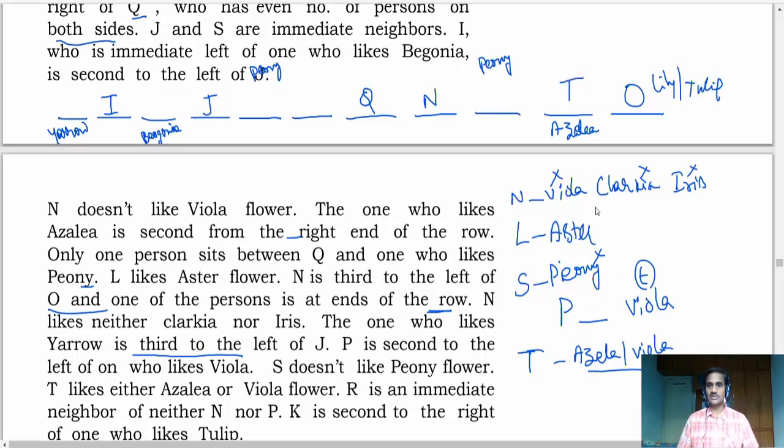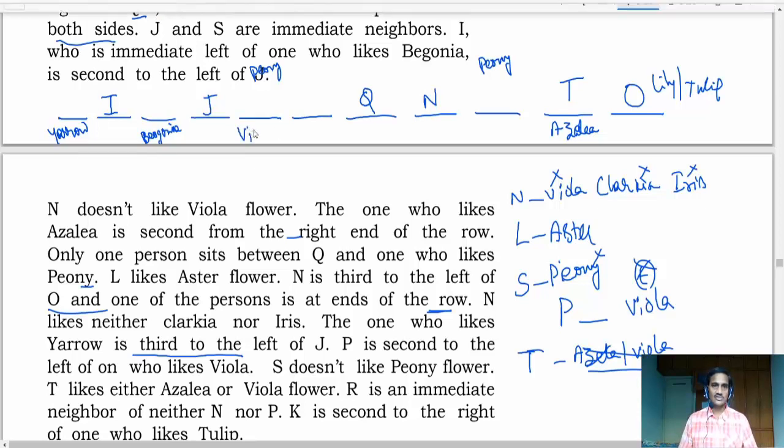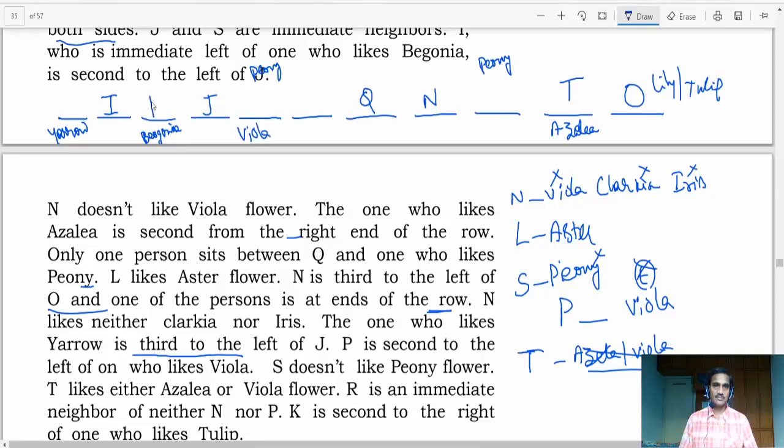If T is agela, then viola and P remain. Where viola is, P must come second to its left. The only possibility here is that viola is at this place. Then P can be either here or here, out of which P cannot be here because of viola, hence P is here.